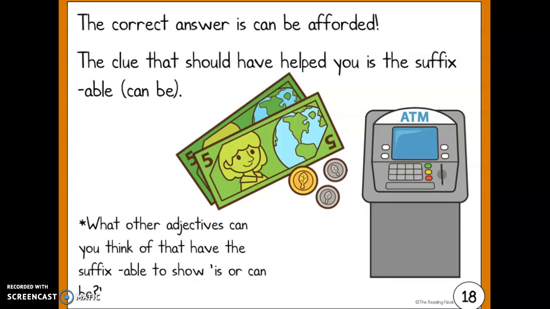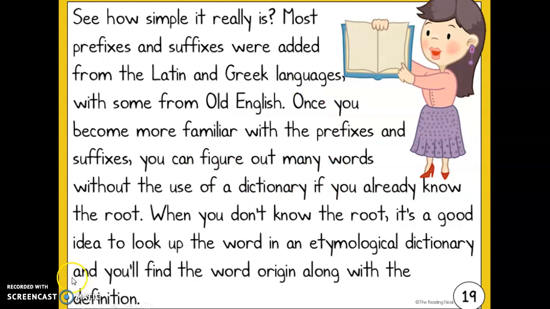Yes, the correct answer is can be afforded. The clue that should have helped you is the suffix able, which means can be. What other adjectives can you think of that have the suffix able to show is or can be something? One of the suffixes that I thought about you could add to measure is to make the word measurable. It can be measured, so the word would be measurable.